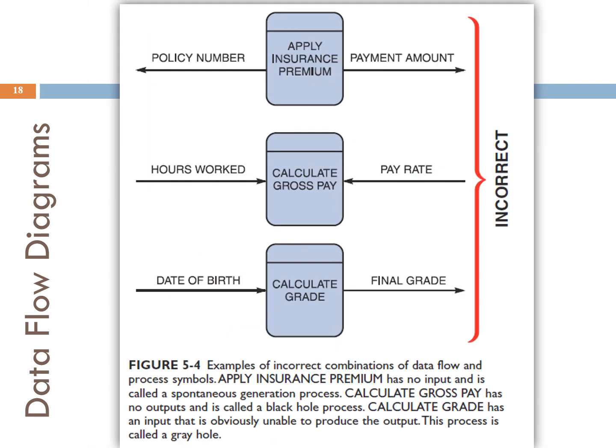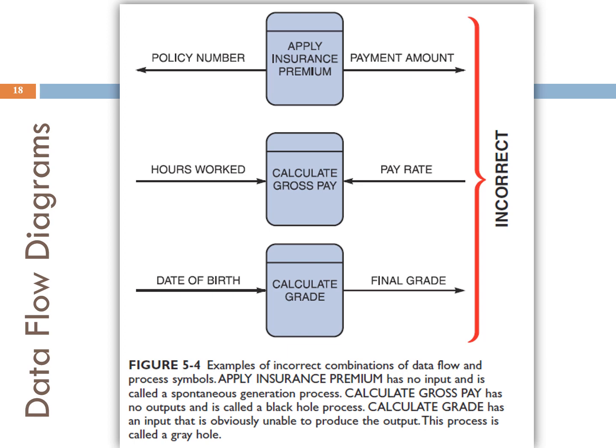This is an incorrect way to represent a data flow. The first one, you can see there's a process and there's also data flow, but the two data flows in apply insurance premium both go out of the process, meaning that the process doesn't have an input, but suddenly it has output. So this is wrong. And in the second one, calculate gross pay, the process just has input but no output, so also incorrect.